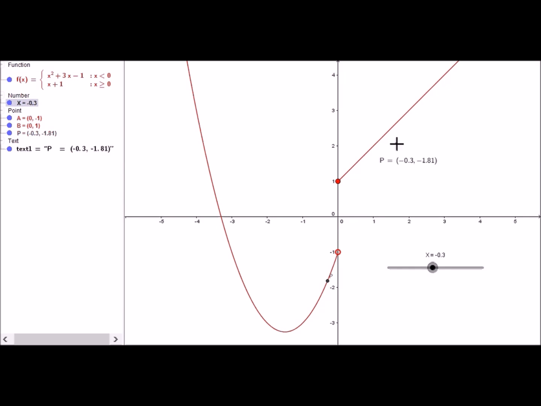To recap, approaching from the right, I approach values that are getting closer and closer to 1, which is the y coordinate of this point. Approaching 0 coming from the left, we get values that are closer and closer to the y coordinate of this empty dot, which is minus 1. So minus 1 is the left-hand limit, and 1 is the right-hand limit.